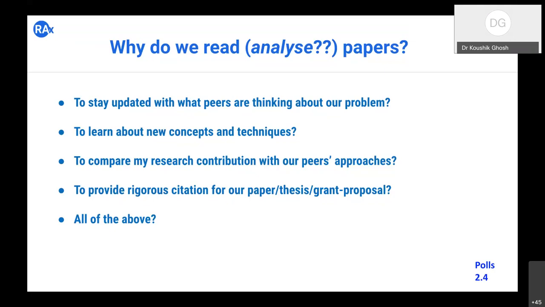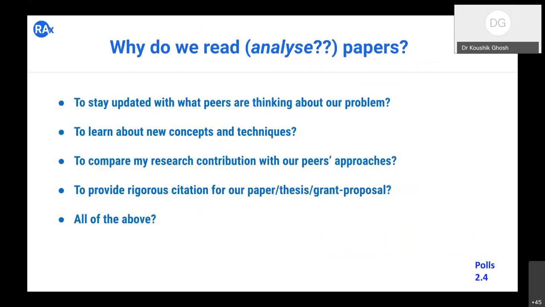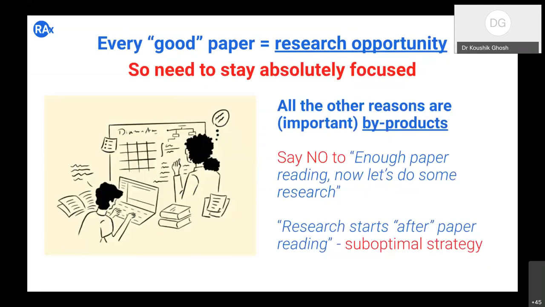The fourth reason can be that you just want to have a very rigorous citation for the paper that you're submitting, or the thesis that you're writing, or for the grant proposal that you're submitting for funding. Or it can be all of the above, right? But I keep telling my own students that all these reasons are important, but they should be byproducts. The primary reason why you should read a good paper, and I'm emphasizing the word good, is because it's an amazing research opportunity for you. Every good paper is an amazing research opportunity. So you need to be absolutely focused. Every other reason is important, but just a byproduct.